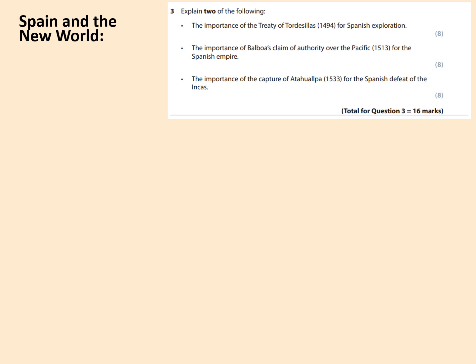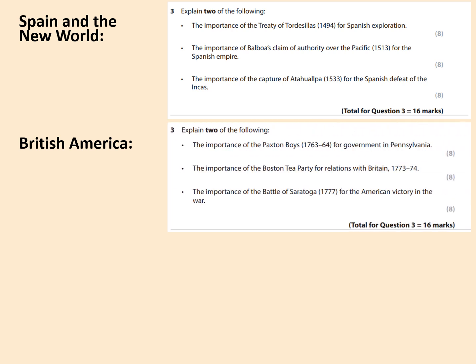The importance of the Treaty of Tordesillas in 1494 for Spanish exploration. The importance of Balboa's claim of authority over the Pacific in 1513 for the Spanish Empire, and the importance of the capture of Atahualpa, oh my goodness me, I do struggle with these Native American names, in 1533 for the Spanish defeat of the Incas. And British America. Any of these three.